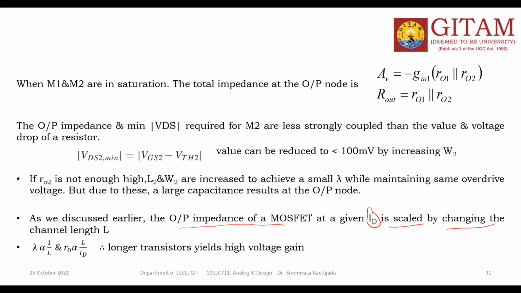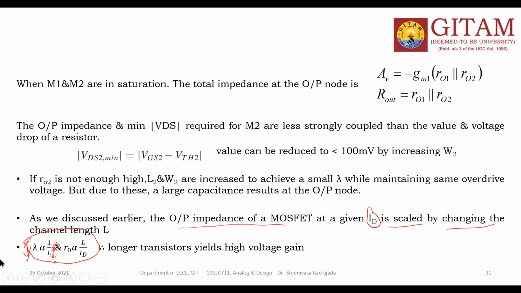So see, here are two relations. Lambda is directly proportional to 1 by L. What is lambda? Channel length modulation. If L decreases, channel length modulation will increase. If L increases, channel length modulation will decrease. So when you are scaling L, both are inversely related to each other.